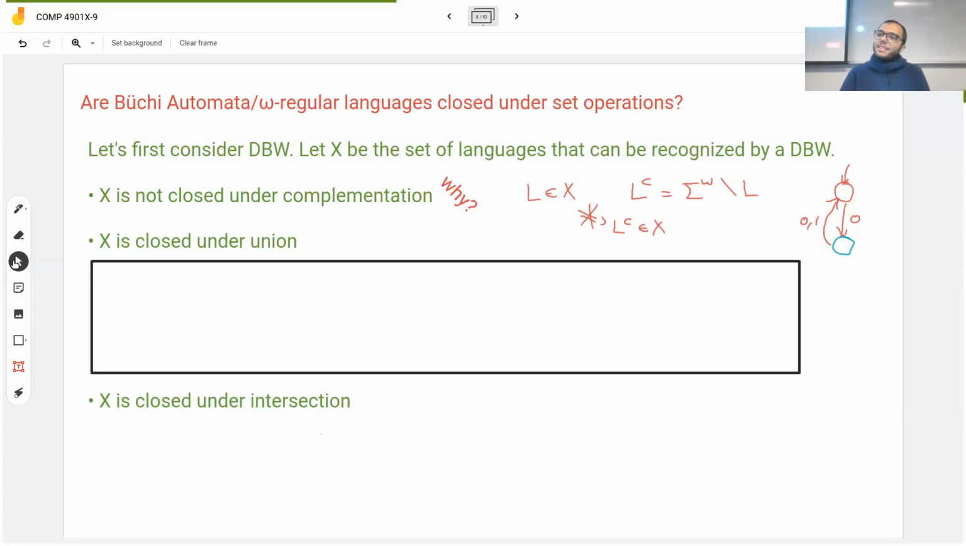I think if it is in L1 union L2, then it should be in L1 or L2. By our assumption, it should be accepted.